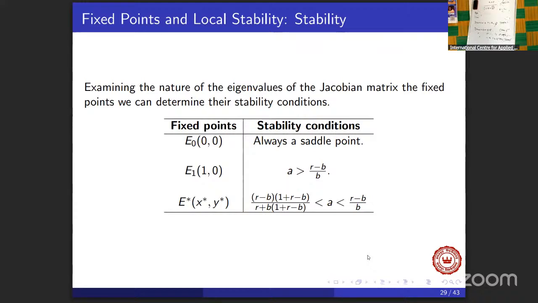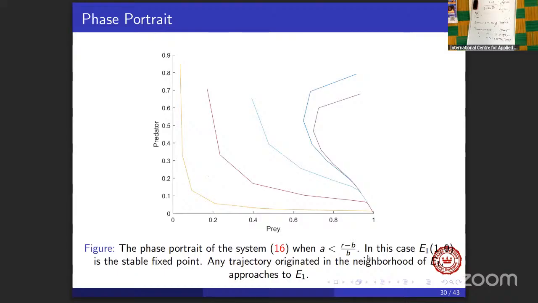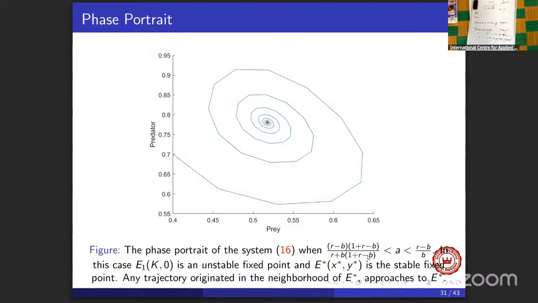Go to the next slide. This is the following result: when E1 is stable, that is, the interior does not exist. Next. If this condition holds, then it is unstable. The fixed point interior is stable, and these are trajectories of the system that approach the star point. Next.